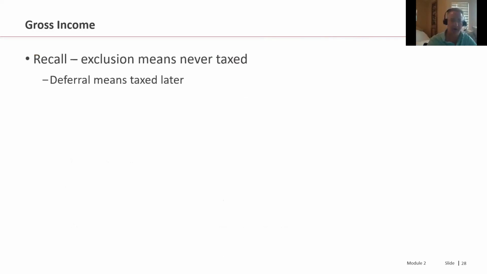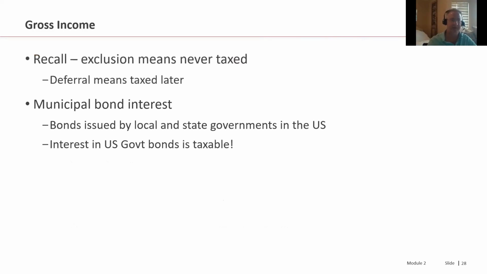Okay, so recall that exclusion means never taxed and deferral means taxed later. So our first exclusion we've already dealt with, municipal bond interest. So bonds issued by local and state governments in the United States are tax exempt. They are excluded from gross income. Interestingly enough, interest on U.S. government bonds, so U.S. Treasury bonds, T-bills, that's entirely taxable. Now, there are some loopholes for U.S. savings bonds if they're used for the right purposes, but that's all within the individual framework, and we're not even going to go there.